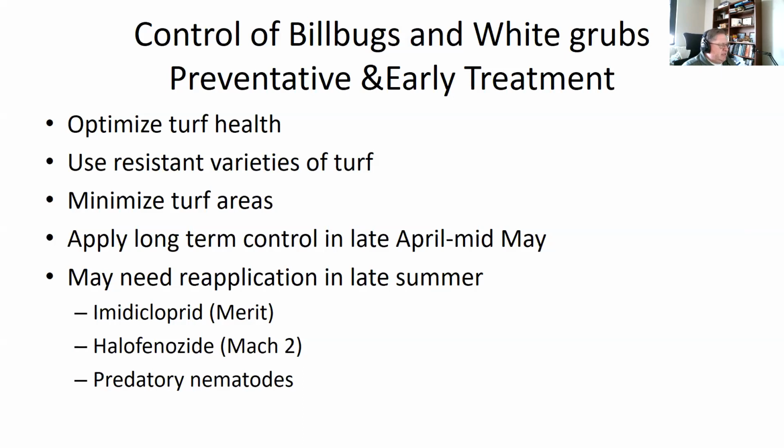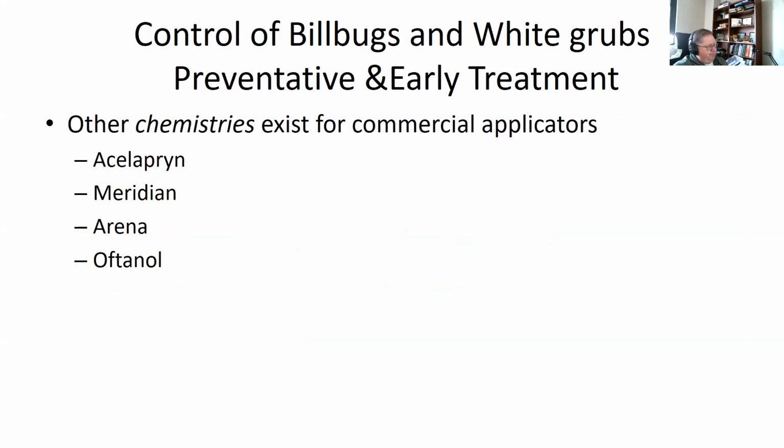And some of these, especially imidacloprid, break down in our alkaline soils. So even though the bag says season long, there's a lot of situations where you want to do another application in July to keep them under control, because the alkaline soil does break that active ingredient down.